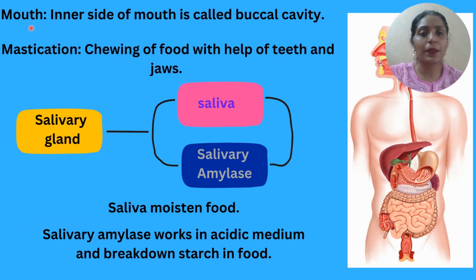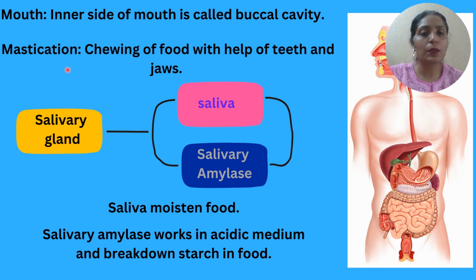Human digestion begins in mouth. The inner side of the mouth is called buccal cavity. Chewing of the food with the help of teeth and jaws is called mastication. This causes food to break down into smaller pieces.